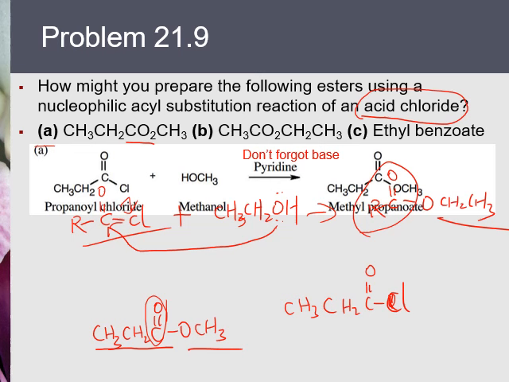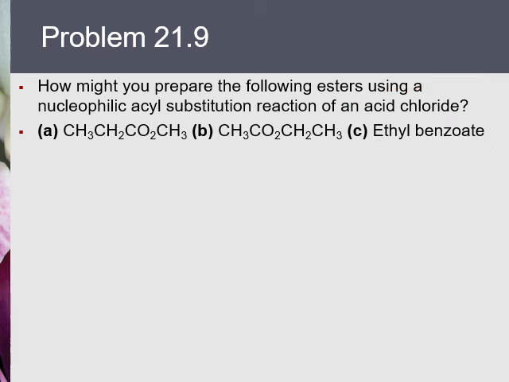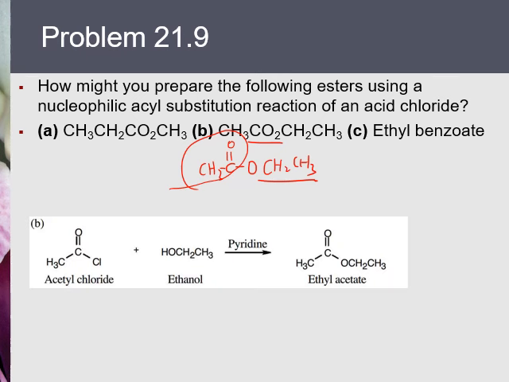And don't forget the base. You need pyridine or any other base. If you remember, during the reaction you need to deprotonate, otherwise you form hydrogen chloride acid, which will prevent further reaction. The next one has CO2, which indicates it's an ester, then CH2CH3, and there's a methyl group here. So this must come from an acid chloride with 2 carbons, and this comes from the alcohol. Therefore the reactants are acetyl chloride and ethanol, and don't forget pyridine as a base.